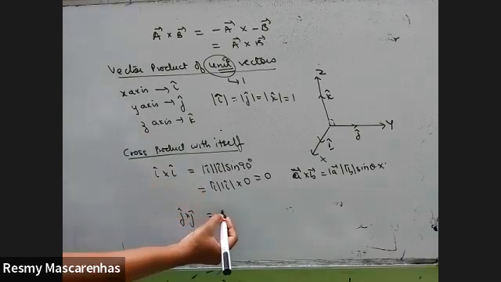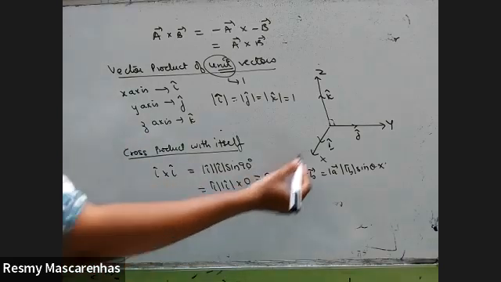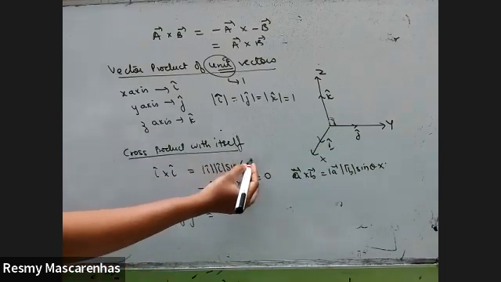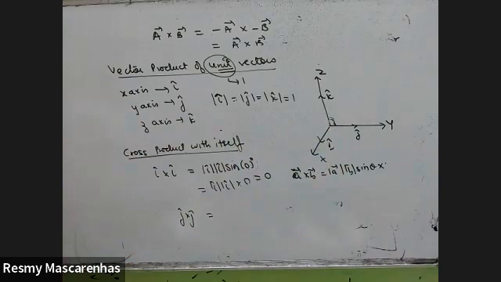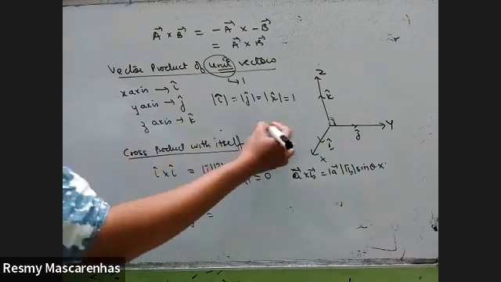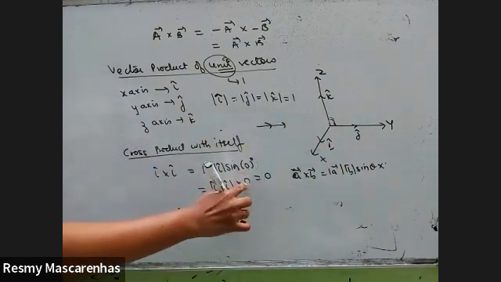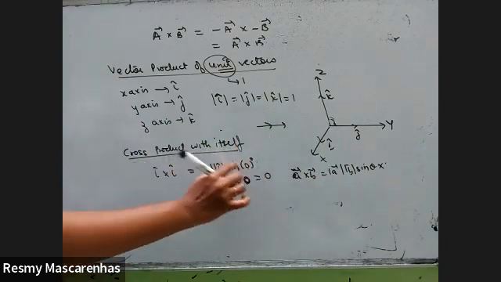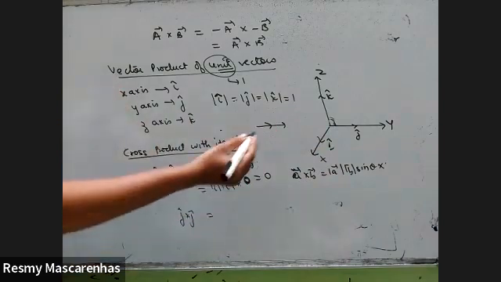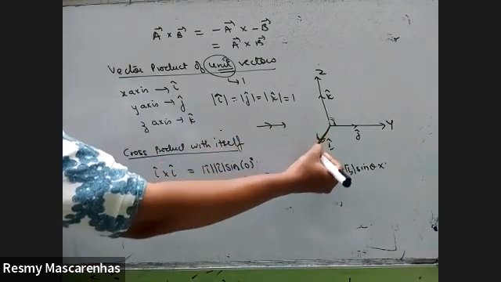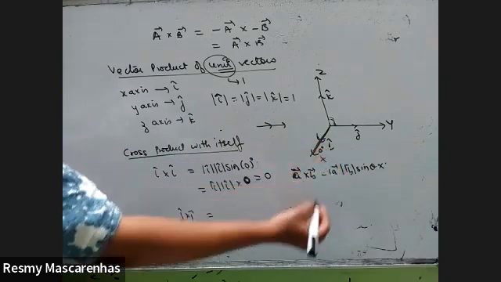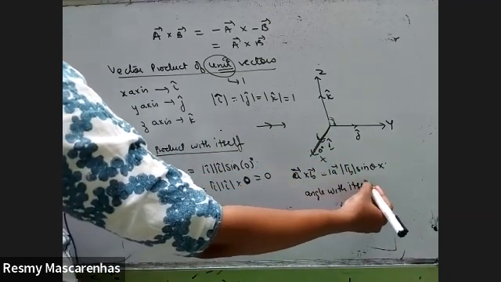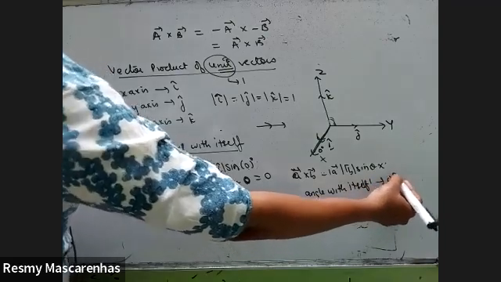Same way j cross j. Now this is 90 degrees. Sorry, this is 0, with itself. Any vector. Sine 0 is 0. This I am trying with itself. If it was j, then it would be this. With itself, no? Any vector with itself, the angle between them is always 0. Always take 0 degrees.